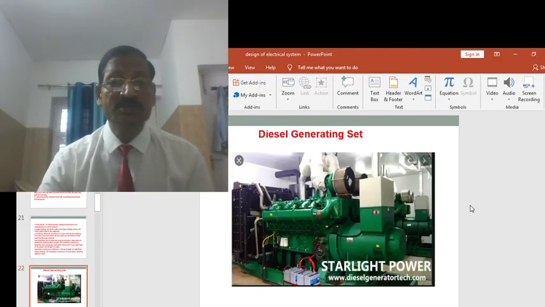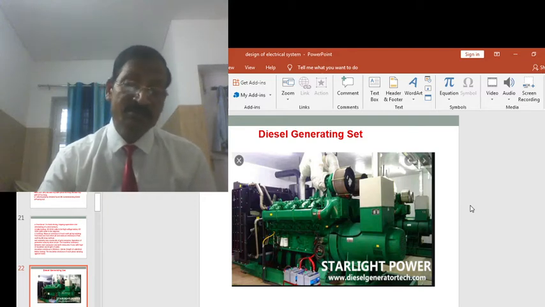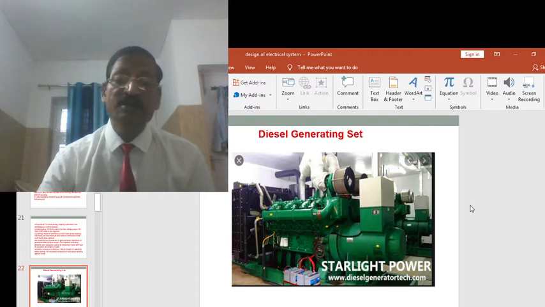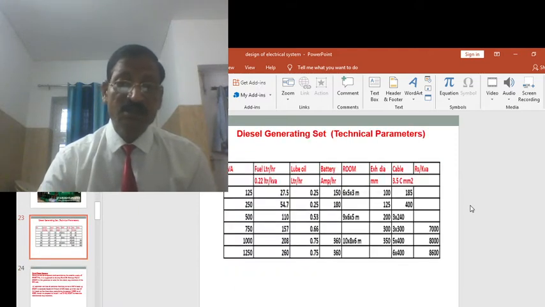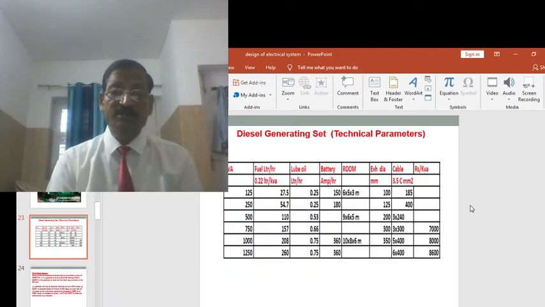Now we come to the DG set. A DG set is basically an emergency supply as a standby. Whenever there is a grid power failure, the DG set starts. We calculate the load on the DG set and select the capacity. These are some of the technical parameters.